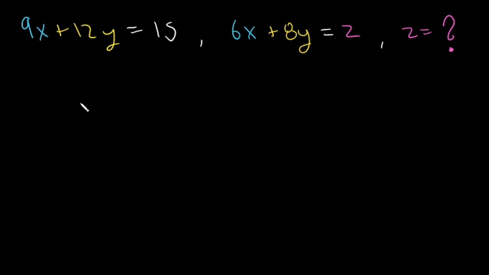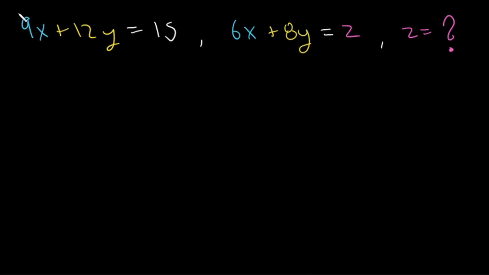This one is a little more complicated. We have 9x plus 12y is equal to 15, and 6x plus 8y is equal to z. Here we have a system of equations instead of just a singular equation, and we also have 3 variables instead of 2. We're asked to solve for z. If this combination of x and y is equal to 15, and this combination of x and y is equal to z, there may be a proportion between this and this. That might help us solve for z.